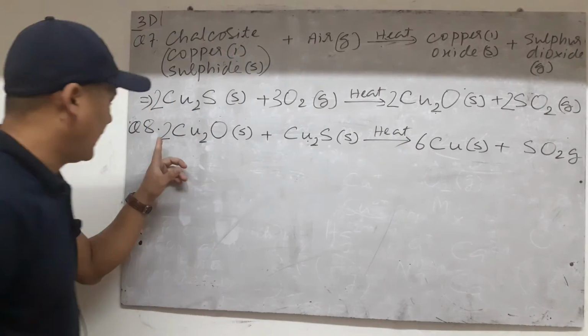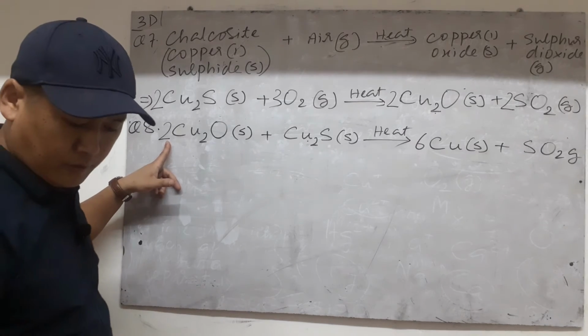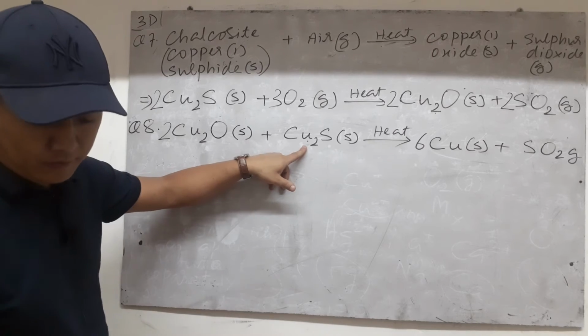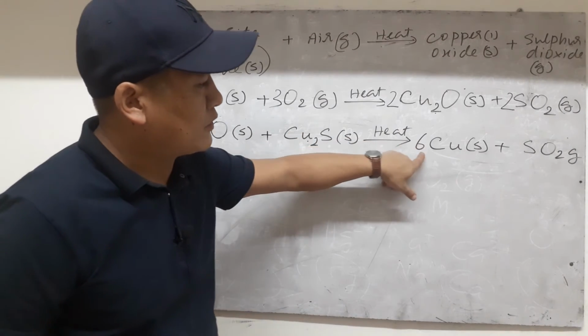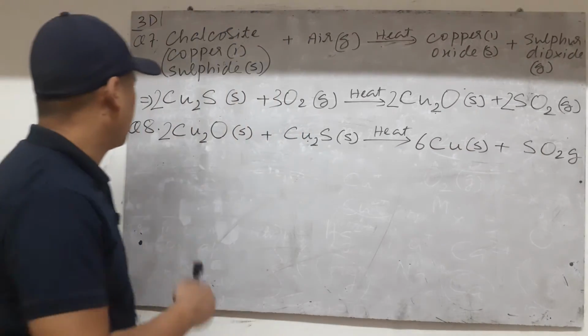I can read now the balanced equation. 2 molecules of copper 1 oxide reacts with 1 molecule of chalcocite or copper 1 sulfide. On heating gives 6 molecules of free copper and 1 molecule of sulfur dioxide.